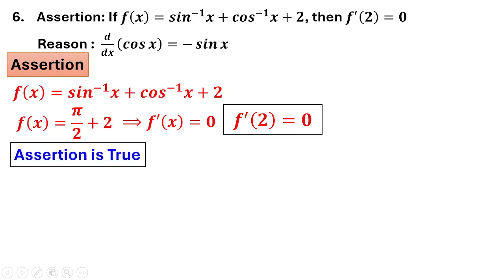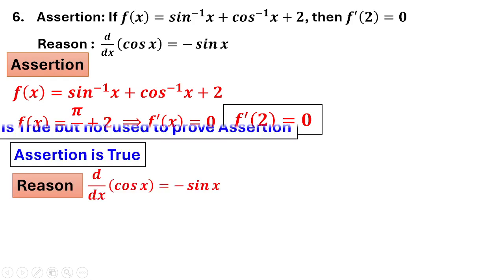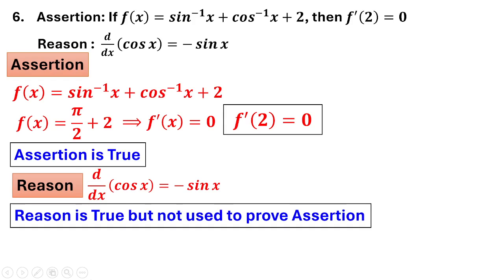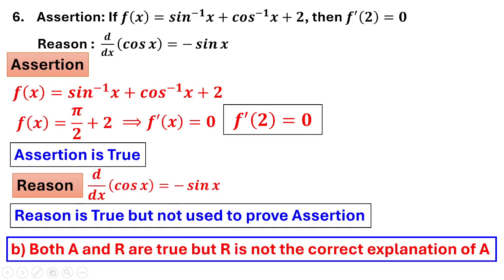Let us go to the reason now. It is given that the derivative of cos x is minus sin x. It is true, but this is not used to prove the assertion. Therefore, the option is B. Both A and R are true, but R is not the correct explanation of A.